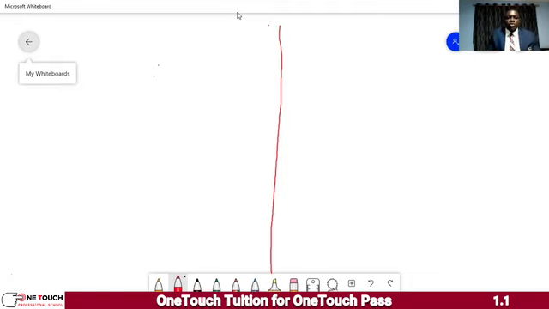Good. So basically, this is what we are looking at.